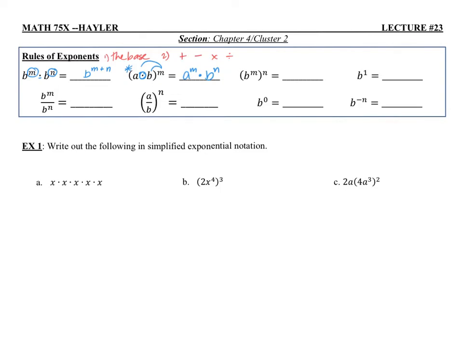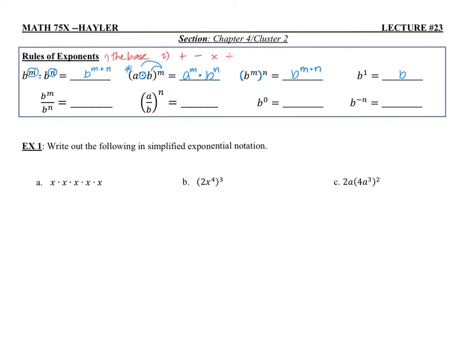All right, the next rule, I call this the power rule. How I remember it is it kind of looks like he's got a little cape going on here. So b to the m power, all raised to the n, is going to be b to the m times n. So now we have the multiplication going on in the exponents. Then b to the 1 power. What is anything raised to the 1 power? It's just going to be itself, b.